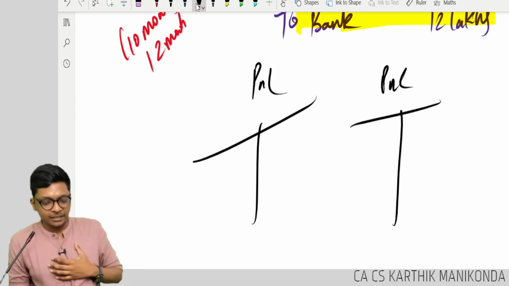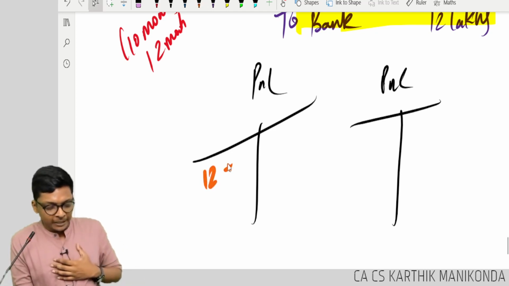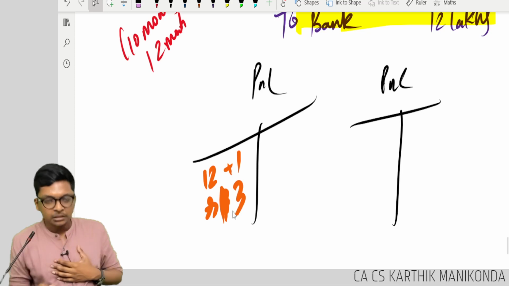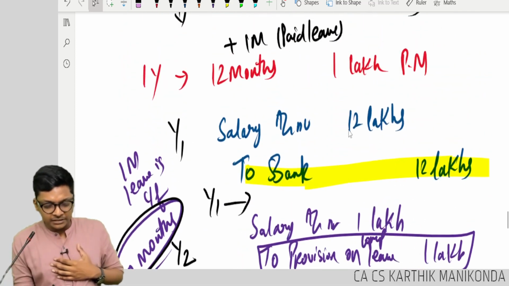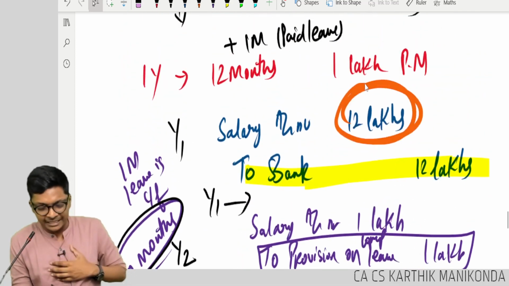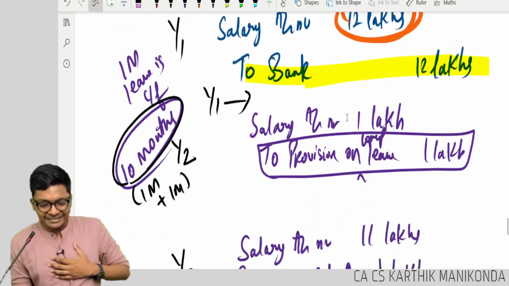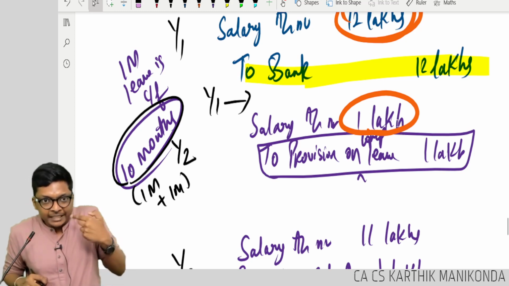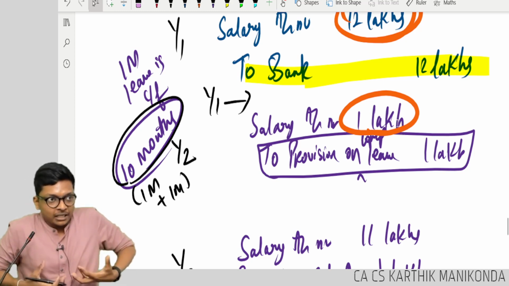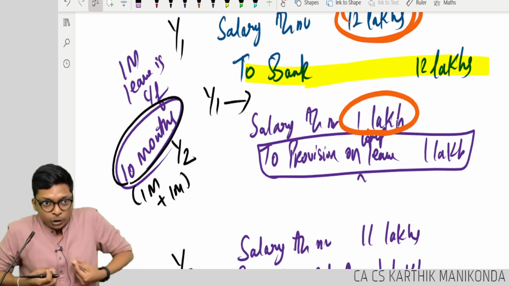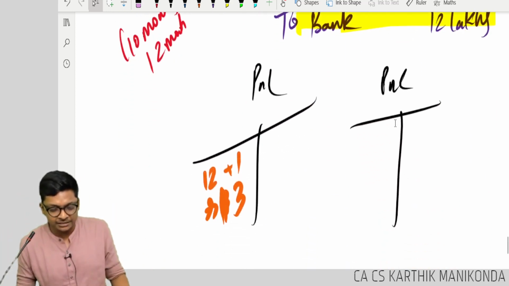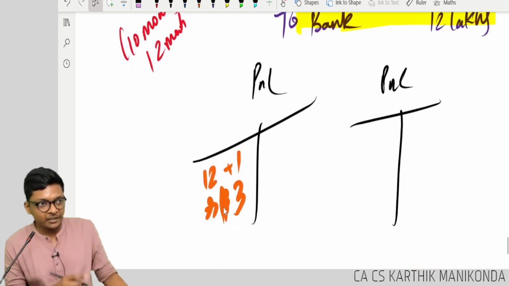In first year, I debited 12 plus 1, 13 lakhs. I debited how much, guys? 13. How 13? First normal salary of 12 plus leave carried forward 1. Because by working 12 months, he is now having the compensation payable to him for 13. Accrued 13 months by working 12 months. So 13 lakhs will be debited to P&L first year.